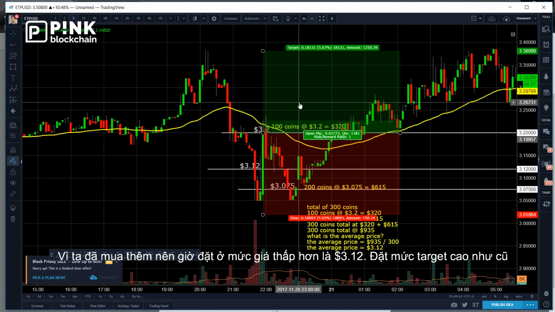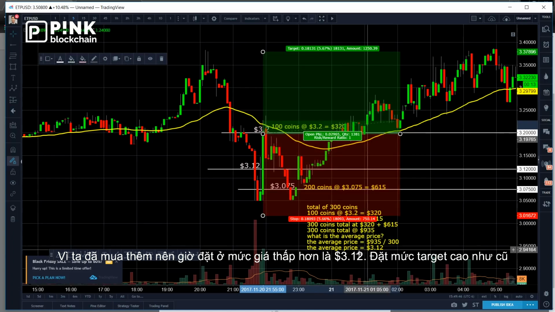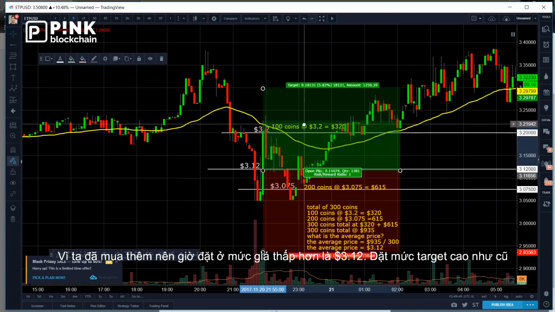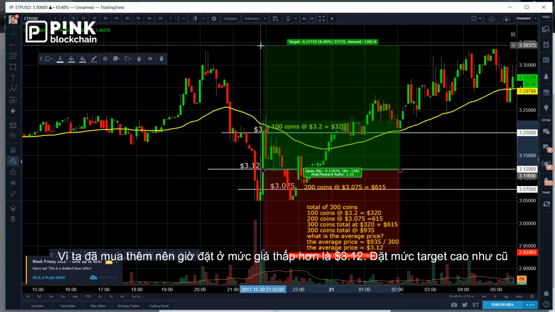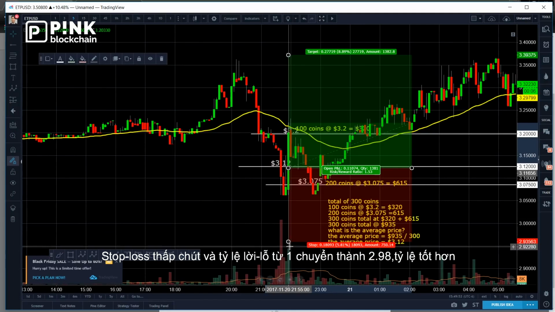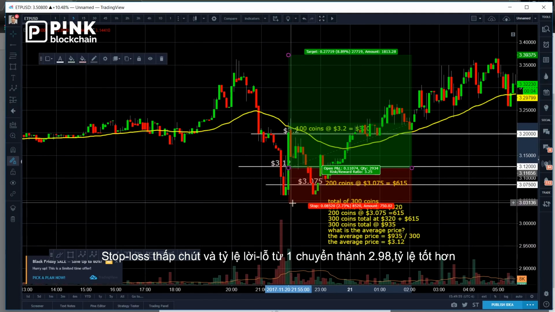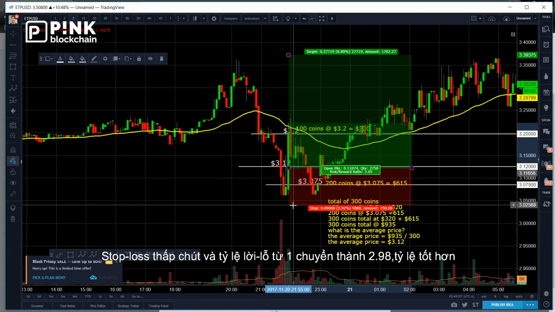All of a sudden, we bought more lower. Okay, guys, we bought more lower, and our average price is actually 312 now. We target the same price up there. We keep our stop loss pretty much down there.